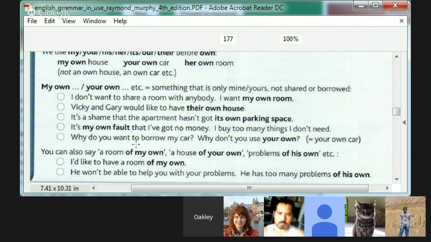Why do you want to borrow my car? Why don't you use your own car?